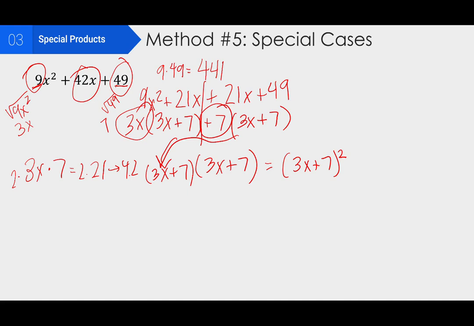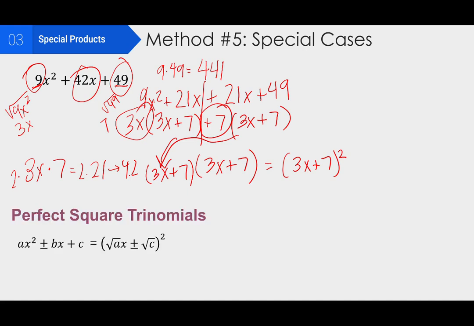Ta-da! So here's how you can know that they are perfect squares. The first term and the last term are perfect squares, meaning that when you take the square root, you get a whole number. And the middle term is twice the square root of the first times the square root of the last, 3 times 7 times 2 in this case. And if that is true, then you can factor it just by taking square roots.